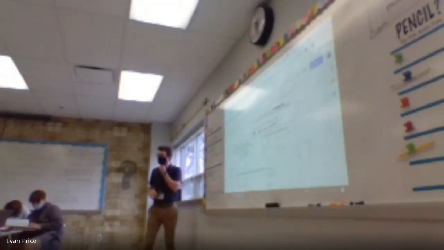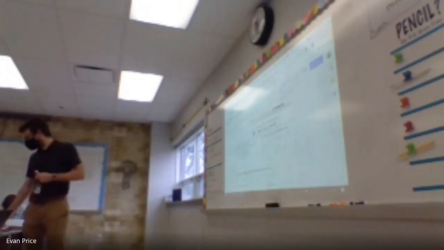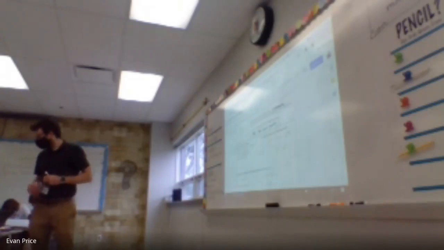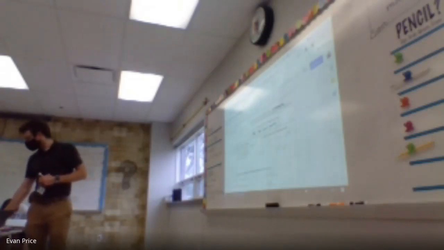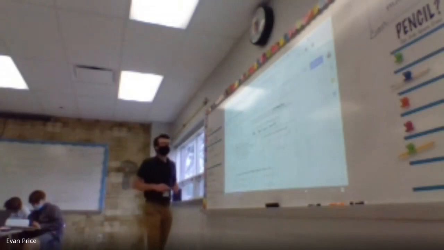I put this here, not on the same transversal. It's still wrong. So the lines have to be parallel, because they're all the same transversal. All right.